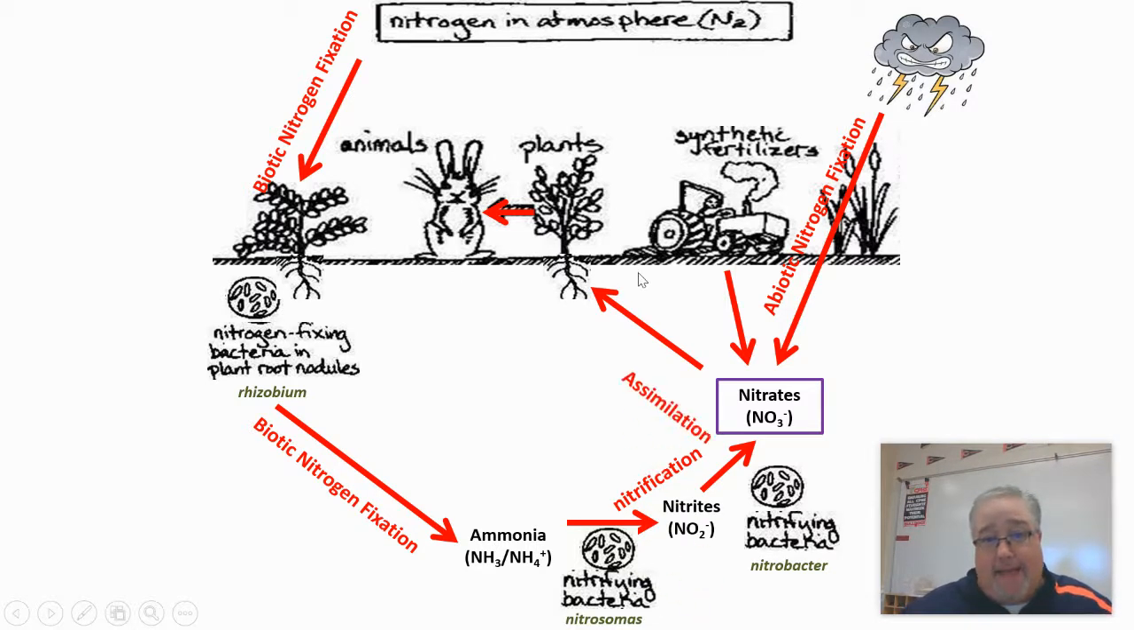Now, of course, all these plants and animals die. Oh, by the way, that process is called assimilation. The word assimilate means to absorb into your cellular structure.